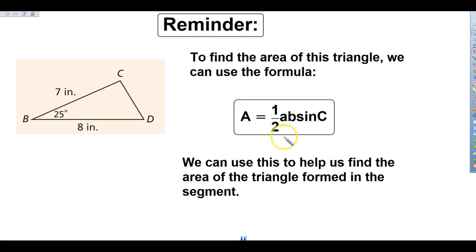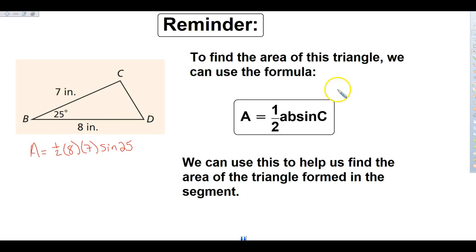Now one thing that's going to help us do this is remembering the formula for area of a triangle, that 1/2 AB sine C. We did this in chapter 10 when we did area and trig, in section 10-2 part B. So remember, if I wanted to find the area of this, I would have 1/2 times 8 times 7 times the sine of 25. I'm not going to put it in the calculator, I'm not worried about that, but that's how that would be processed.